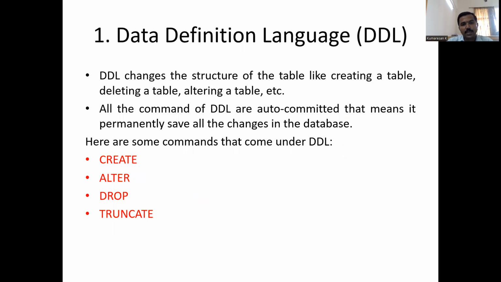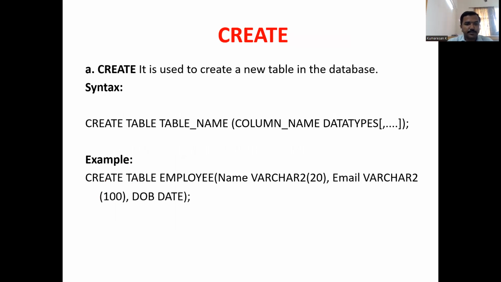So first we have discussed data definition language, that is DDL. That means it changes the structure of the table, like creating a table, deleting a table, altering a table, etc. And second, all the commands of DDL are auto committed. That means it permanently saves all the changes in the database. And here, the commands are create, alter, drop, and truncate.